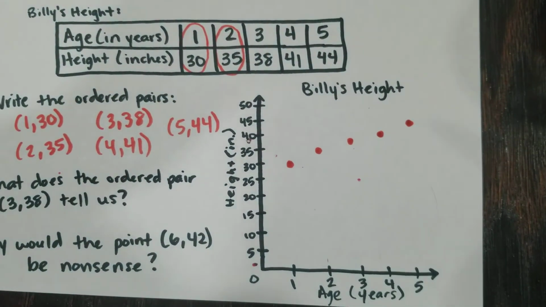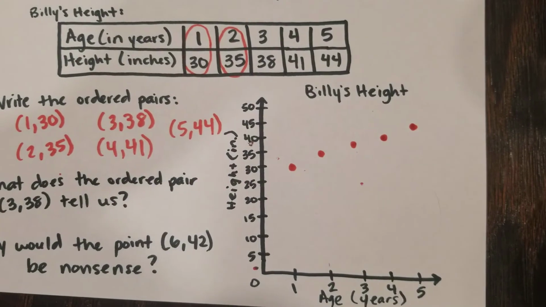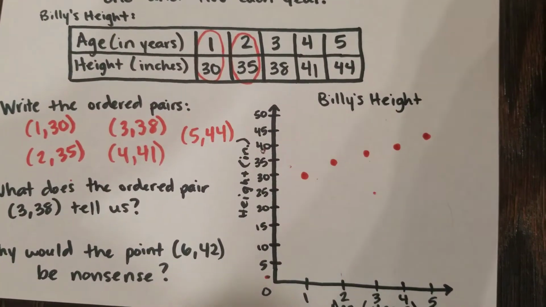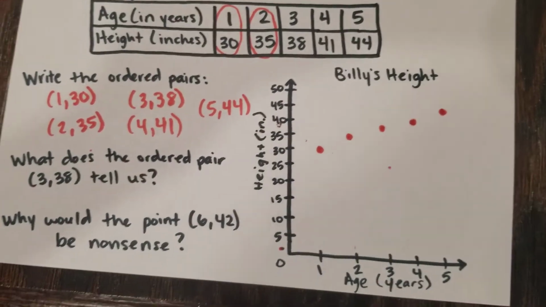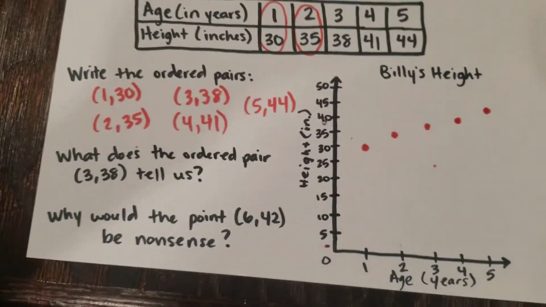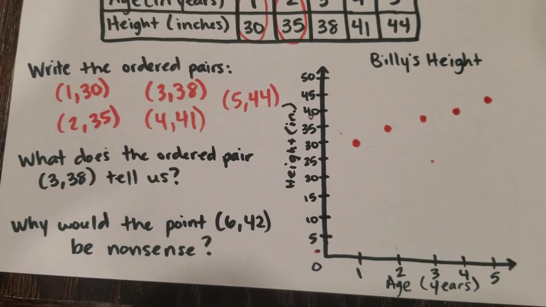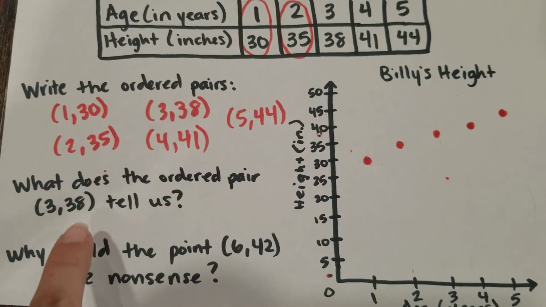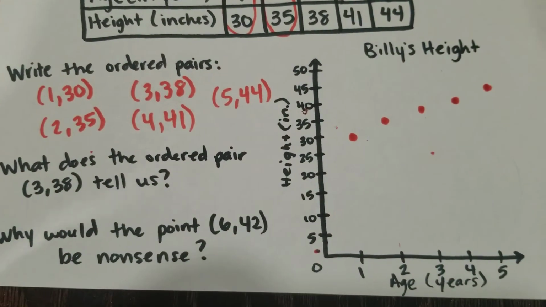So there's Billy's height on a coordinate grid. All right, and then we can also answer questions with our grid. Here's a few questions that I have. What does the ordered pair (3, 38) tell us?